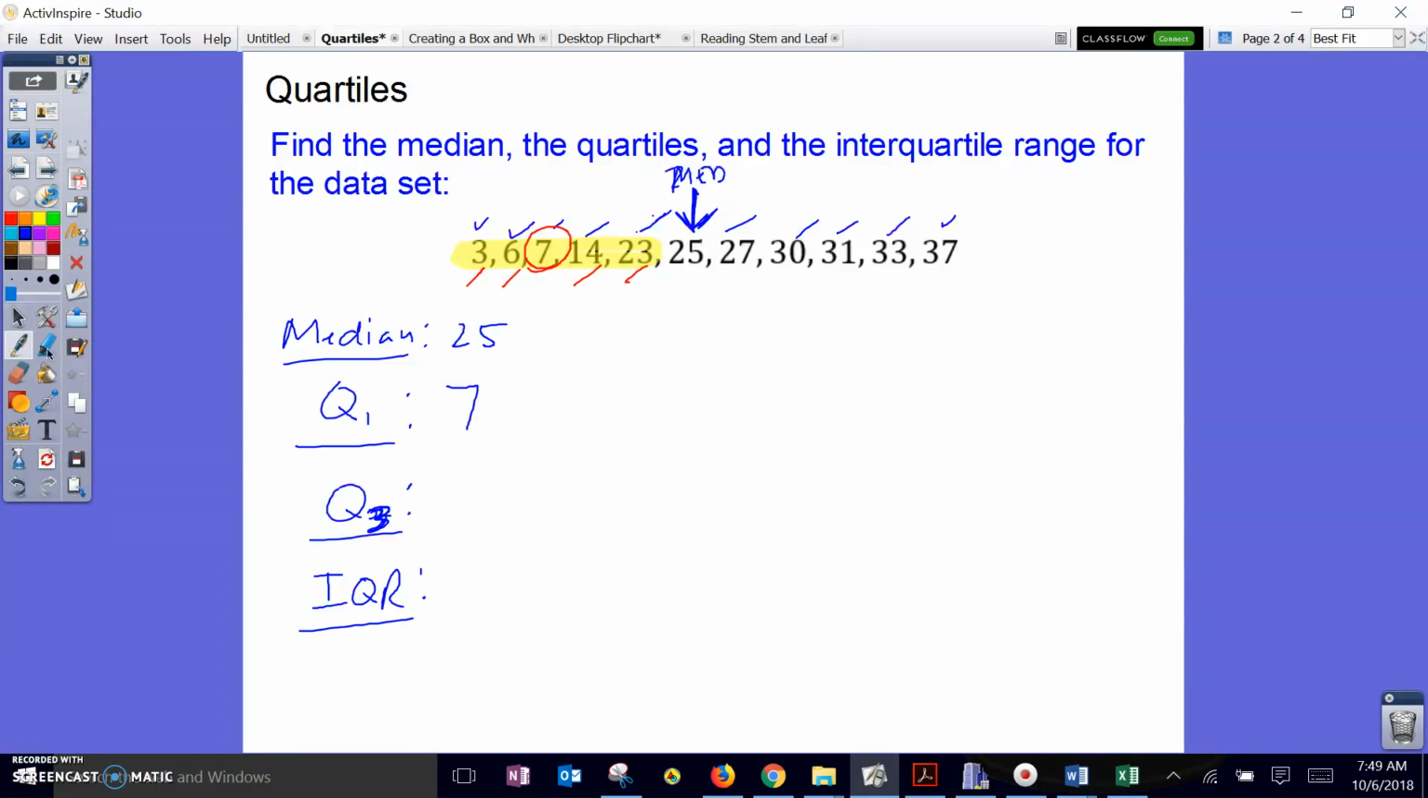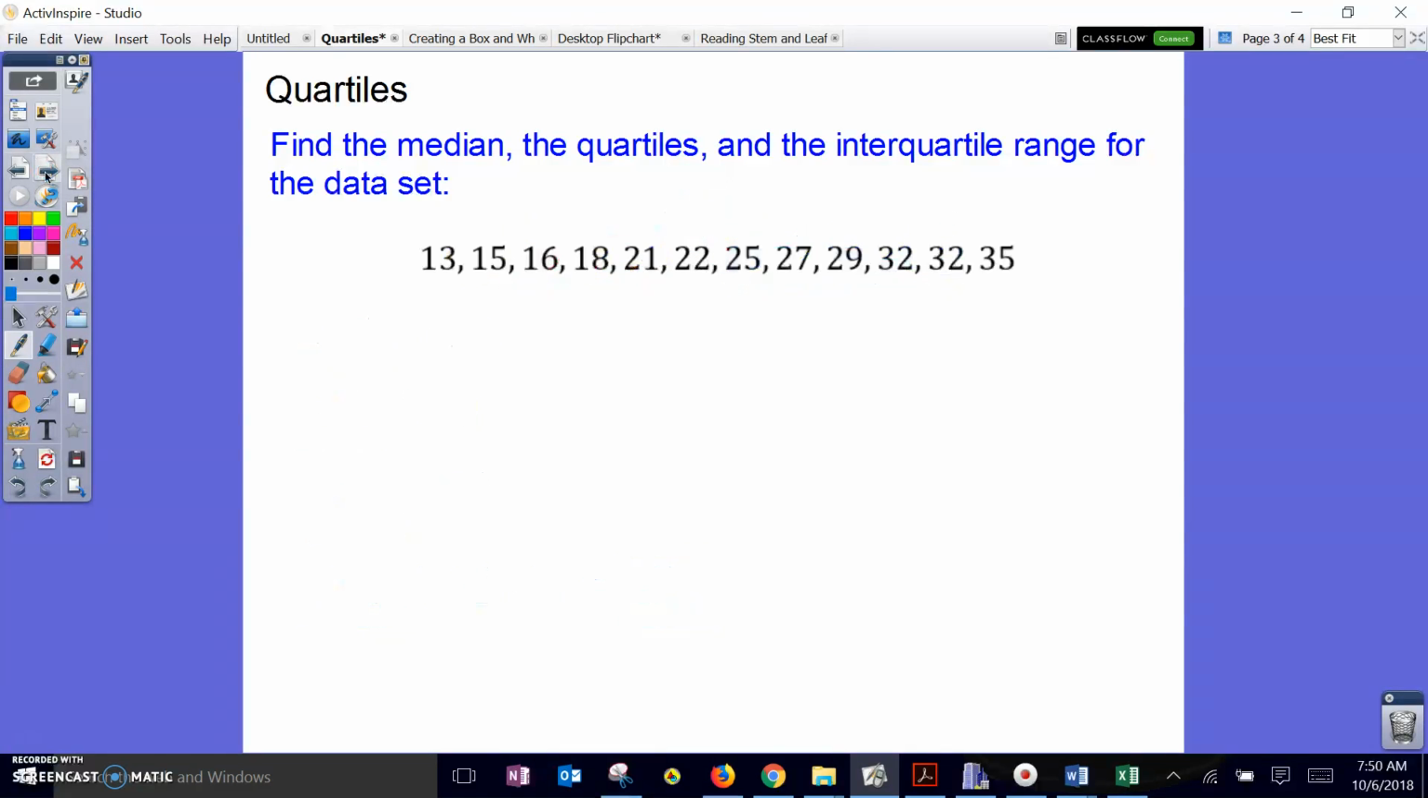I'm going to do the same thing, only on the other side, to find quartile 3. We count our way into the middle of that list, and we see that this number right here is quartile 3. And then the last thing I'm going to do to find the IQR, all I do is I take quartile 3 minus quartile 1, and so the interquartile range in this data set is 24. Alright, easy enough. Let's look at the next example.